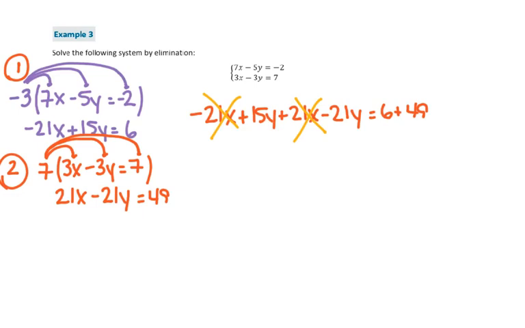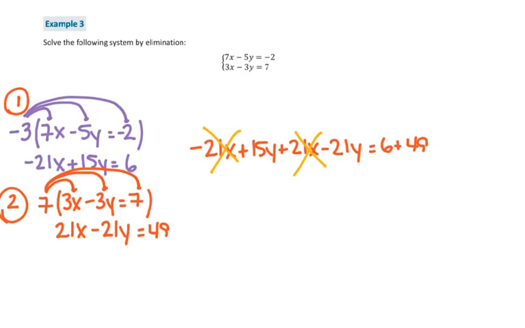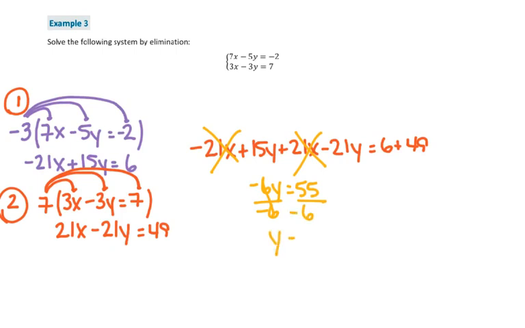So now what we have left is 15 minus 21. And 15 minus 21 is -6. So we've got -6y. Whoops. I don't know why it keeps doing that. Okay, so we've got -6y equals 6 plus 49 is 55. So now I'm going to divide both sides of this equation by -6 because I'm trying to get y all by itself. I want to know what y equals. So y equals 55 over -6, or -55/6.